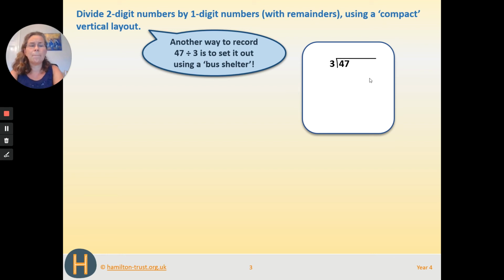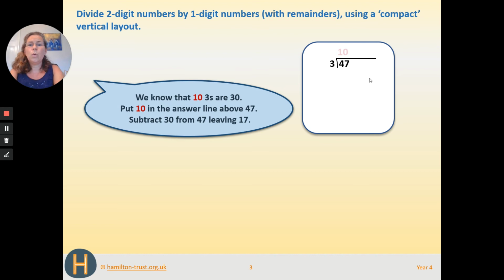Now, let's remember our jumps on our jumping chimp. Let's remember our chunks on our chunky chimp and on our number line. The first jump we did was 10 times 3 is 30. So, as we know that 10 3's are 30, we put 10 in the answer line above 47, and we put 30 underneath 47 so that we can subtract it, and that leaves us with 17.